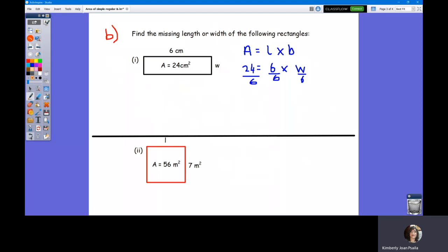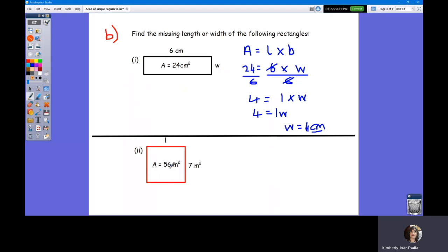Or let me do it another way. It is much easier to solve this equation. So 24 divided by 6 gives us 4. This 6 can be divided by this, gives us 1 times W. Okay, now we know that in algebra we don't write a multiplication symbol, so 4 is equal to 1W. In other words, W is equal to 4 centimeters. And there you have found the value of the width.